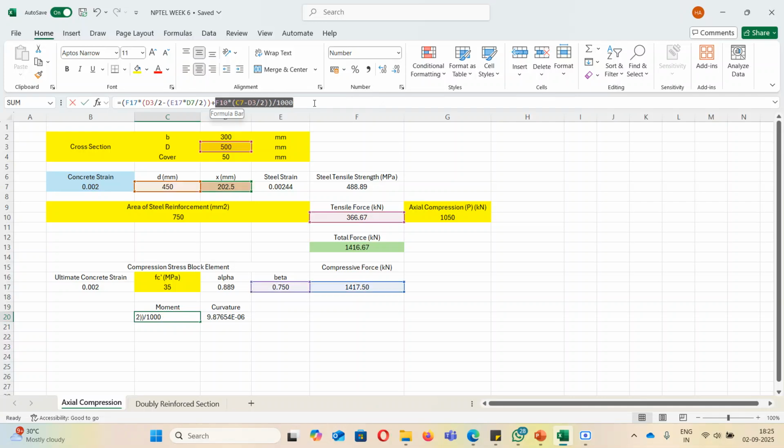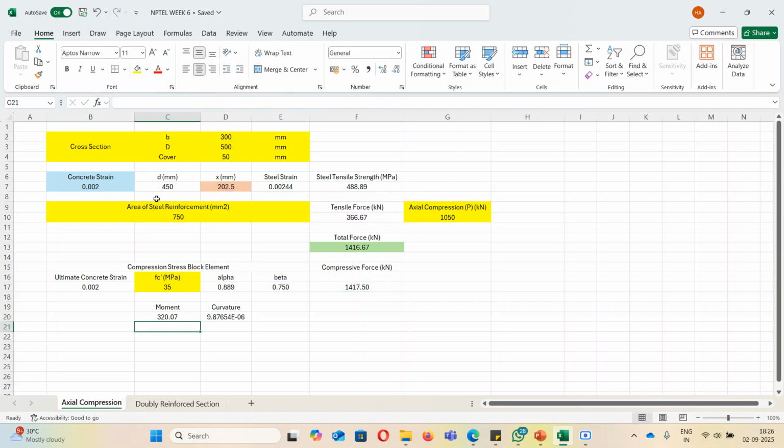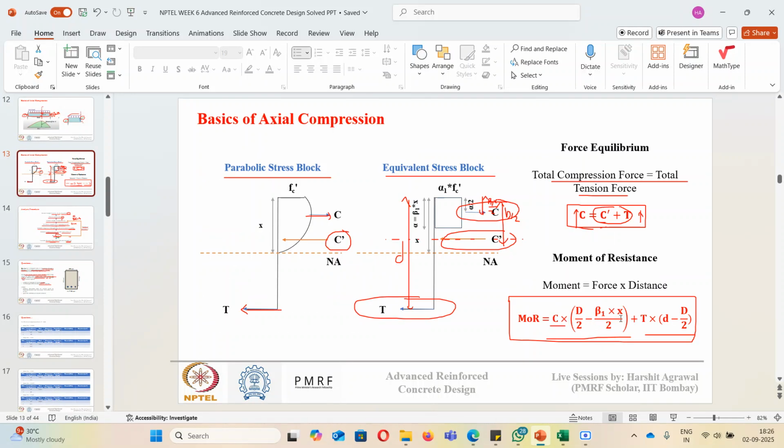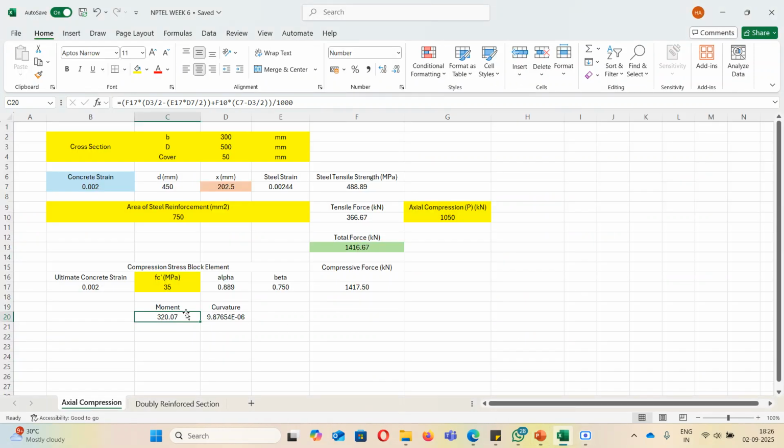This element is offered by steel, and this first element is offered by the concrete part, similar to what we saw here. The same equation I have written as a formula here, and for curvature it is simple epsilon by x.